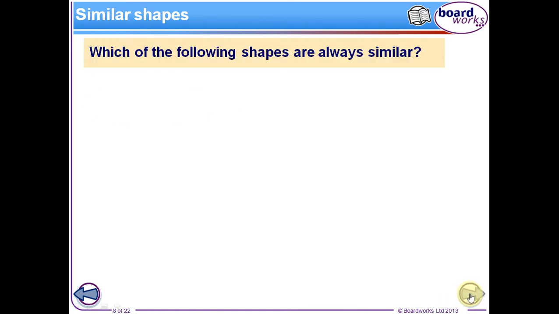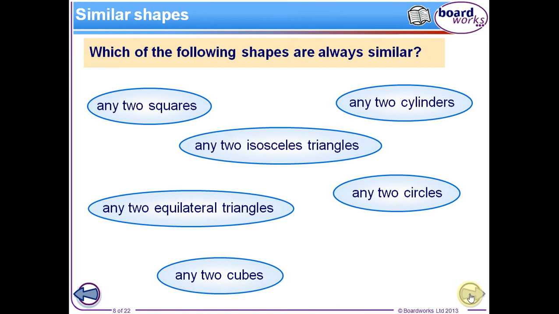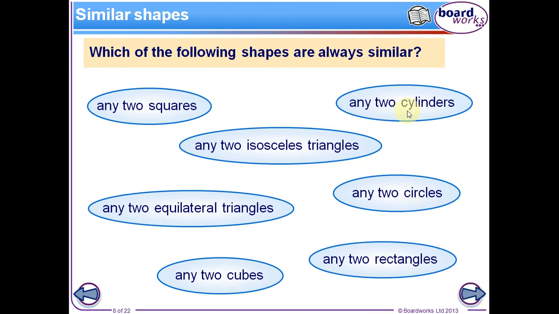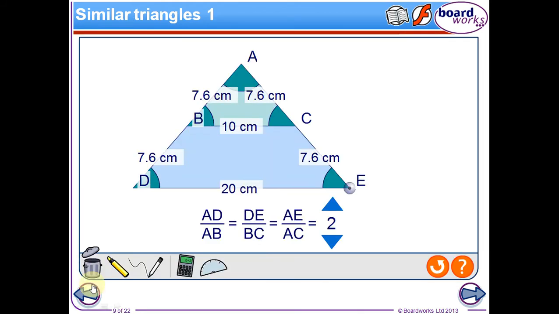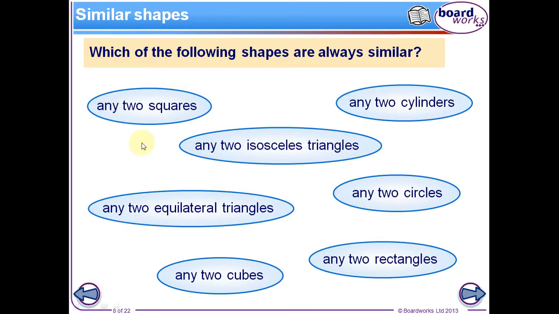So which of the following shapes are similar? Okay, just like the other time we have a diagram, but this time around you have this. So any two squares are similar. Any two cylinders, let me just go back and confirm that for you. So all these are similar actually.